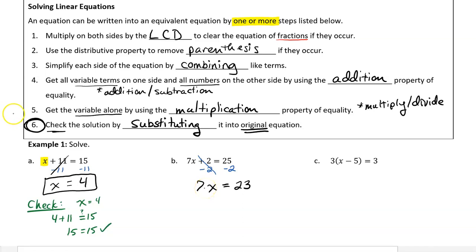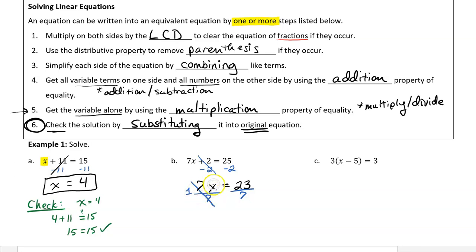And now let's look at the fifth one. A little different than part A because my variable isn't by itself yet. It has this 7 in front. And in fact, when we see 7x like this, it's really going to be interpreted as 7 times x, right? Instead of writing that multiplication sign or saying 7 times x, we just simply say 7x. But there is multiplication happening here. So by that multiplication property of equality, to undo the multiplication, I'm going to divide. The division undoes multiplication.